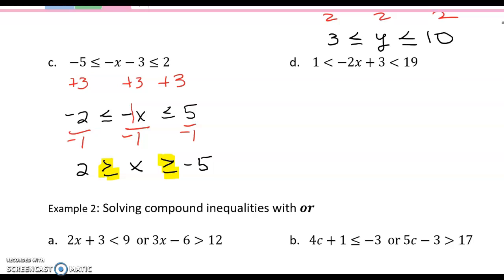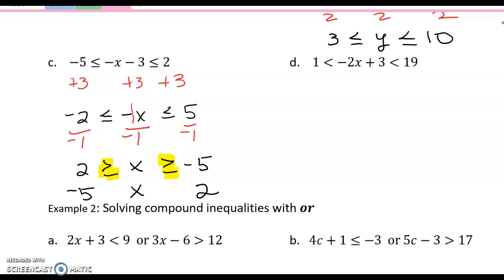Now, we need to adjust our final answer here, because we talked about how when we write these inequalities, we always want our smaller numbers to be on the left and our larger numbers to be on the right. Negative 5 is smaller than 2. So we need to flip-flop those numbers. All right, so I'm going to change the places of the 2 and the negative 5. So now the negative 5 is on the left, the positive 2 is on the right.